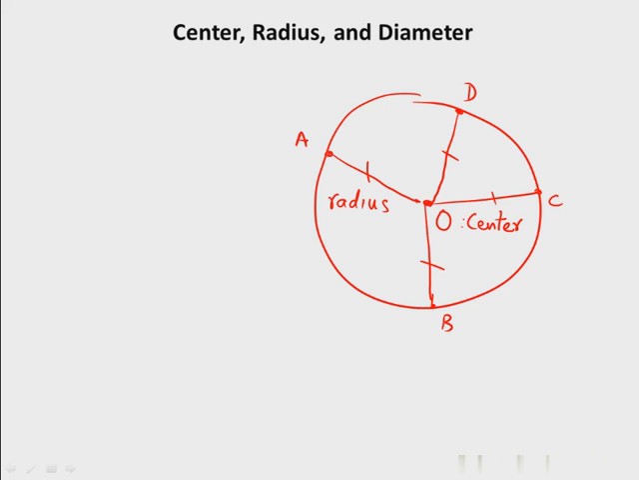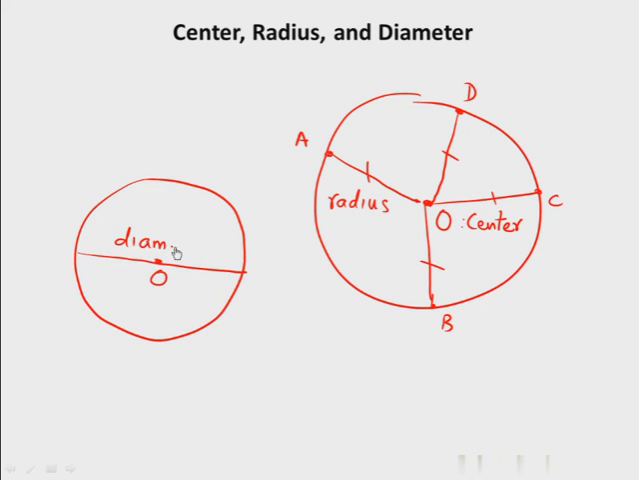What's the diameter? So diameter is a special line that goes from one end of the circle to the other, passing through the center. This is the diameter. As you can see, this half AO is a radius and this half OB is a radius. So the diameter is twice the radius.